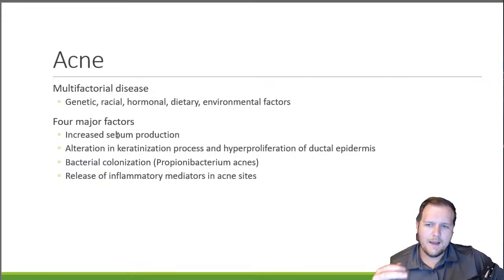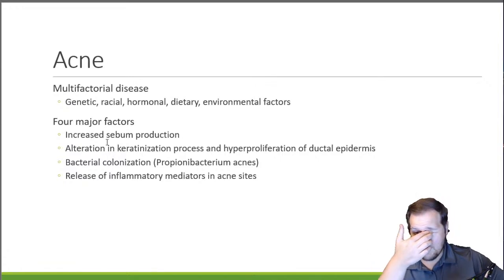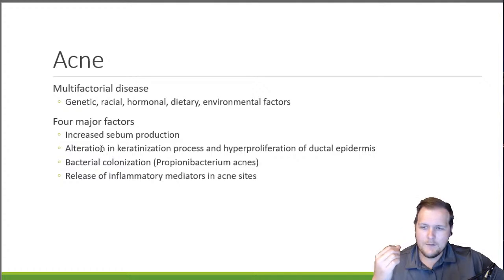But when it comes down to the actual pathophysiology here, we're going to see there's four major factors that go into it. Basically, what happens, and ultimately this comes down to being sort of an infectious disease process, right? You're going to have these hair follicles producing some amount of sebum, which is a normal compound. What happens though is that you end up getting increased sebum production, whether due to hormones or stress or whatever, and that's going to lead to an alteration of the keratinization process.